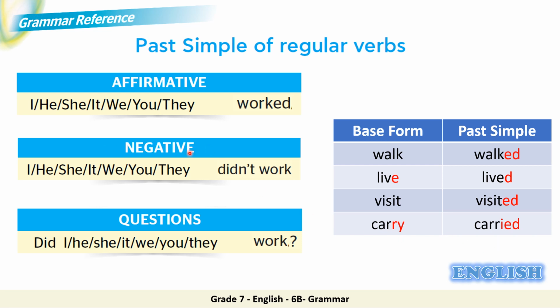Now, in the negative form, we add didn't after the subject and we change the verb back into the base form. While in questions, we use did at the beginning, followed by the subject, and then followed by the base form of the verb, and we add the question mark at the end.